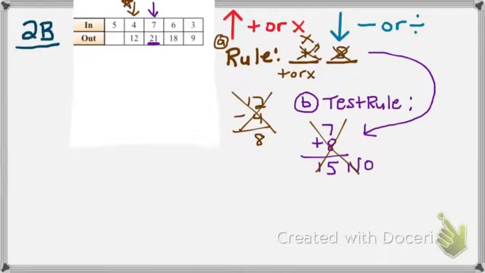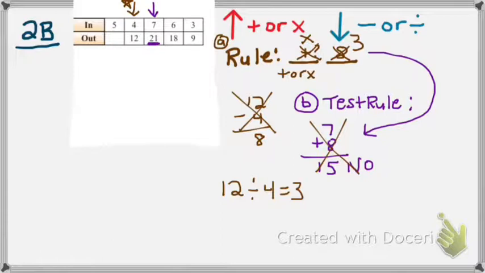Take my 4 and my 12. So when I'm dividing, I start with my larger number. So I'll say 12 divided by 4. And I know that 12 divided by 4 equals 3. So this rule may be times 3. And I'll put the 3 right up in my second blank.